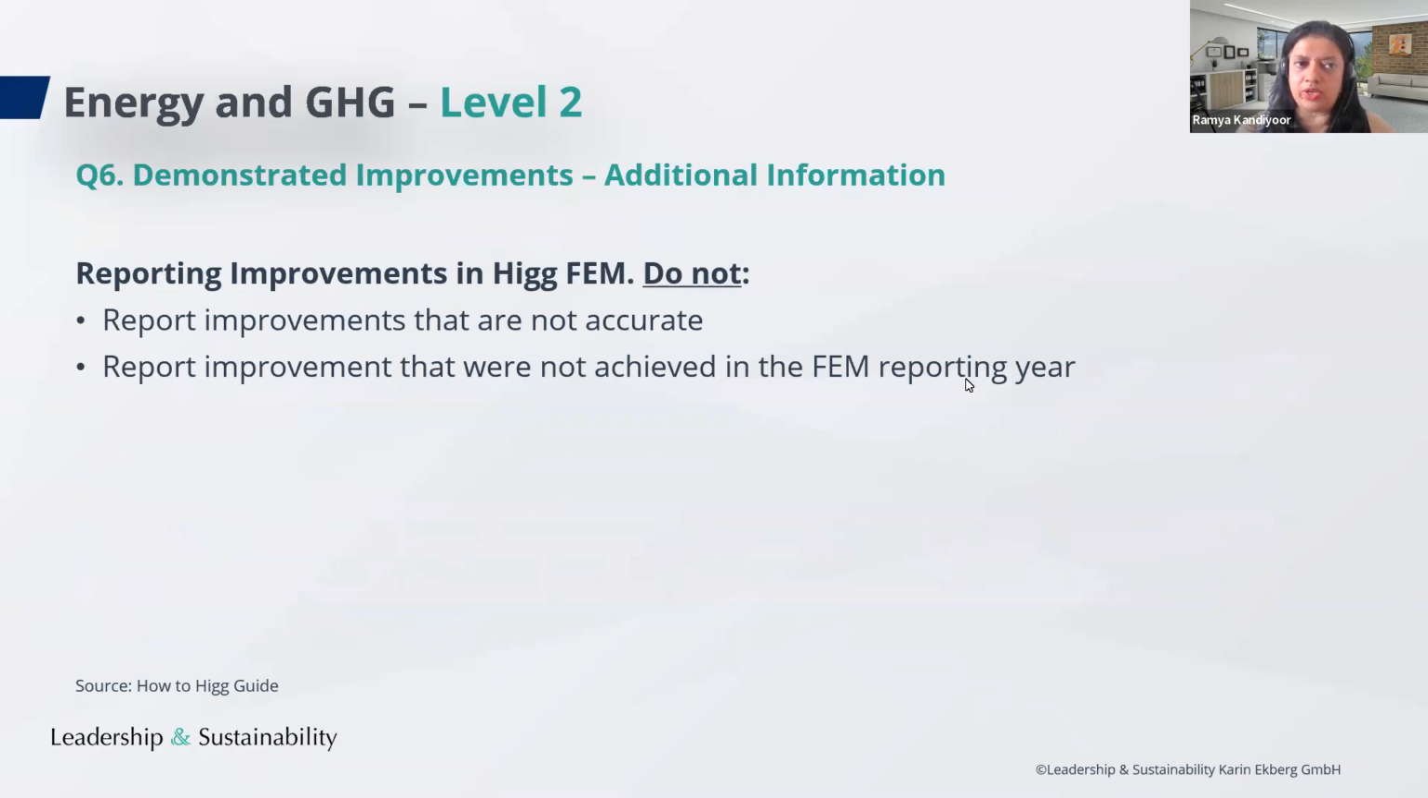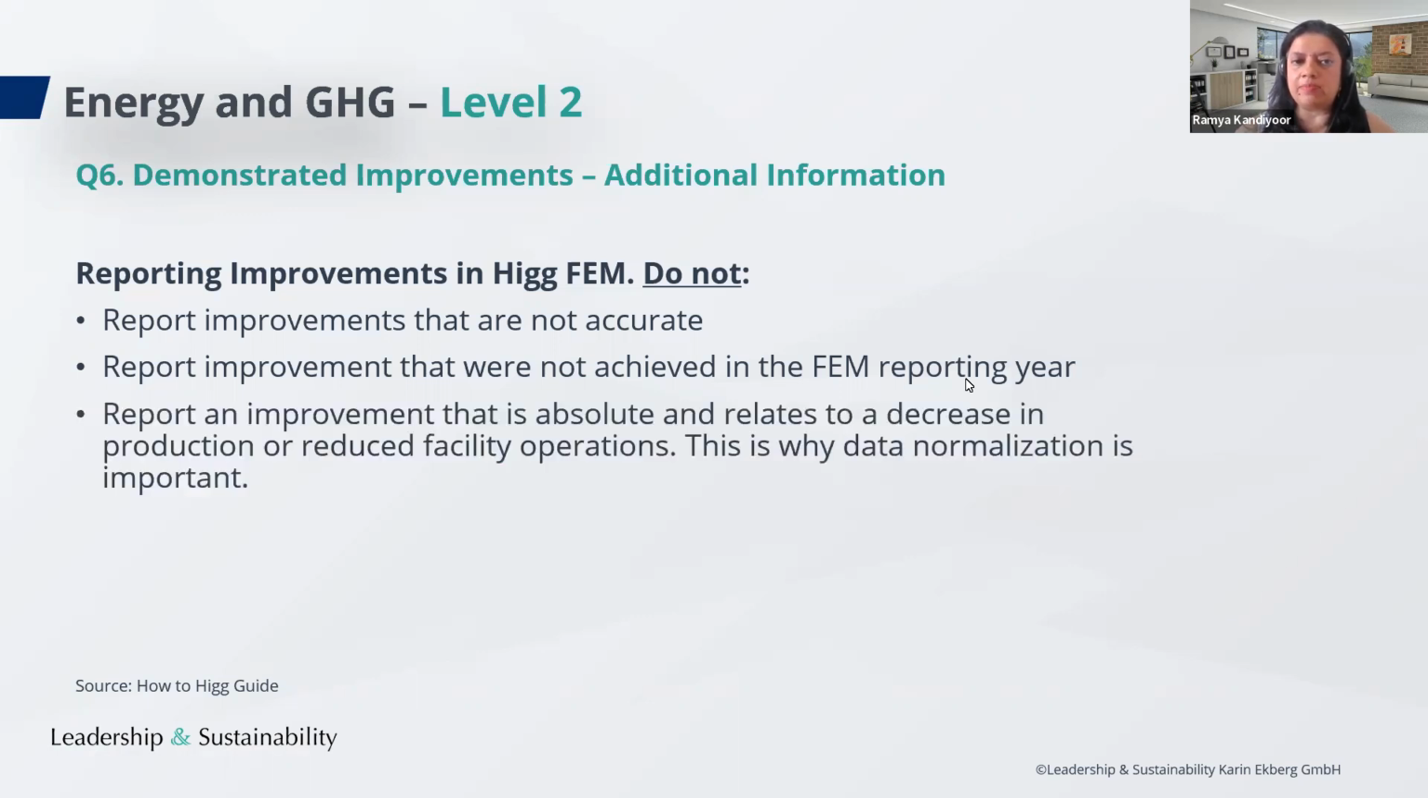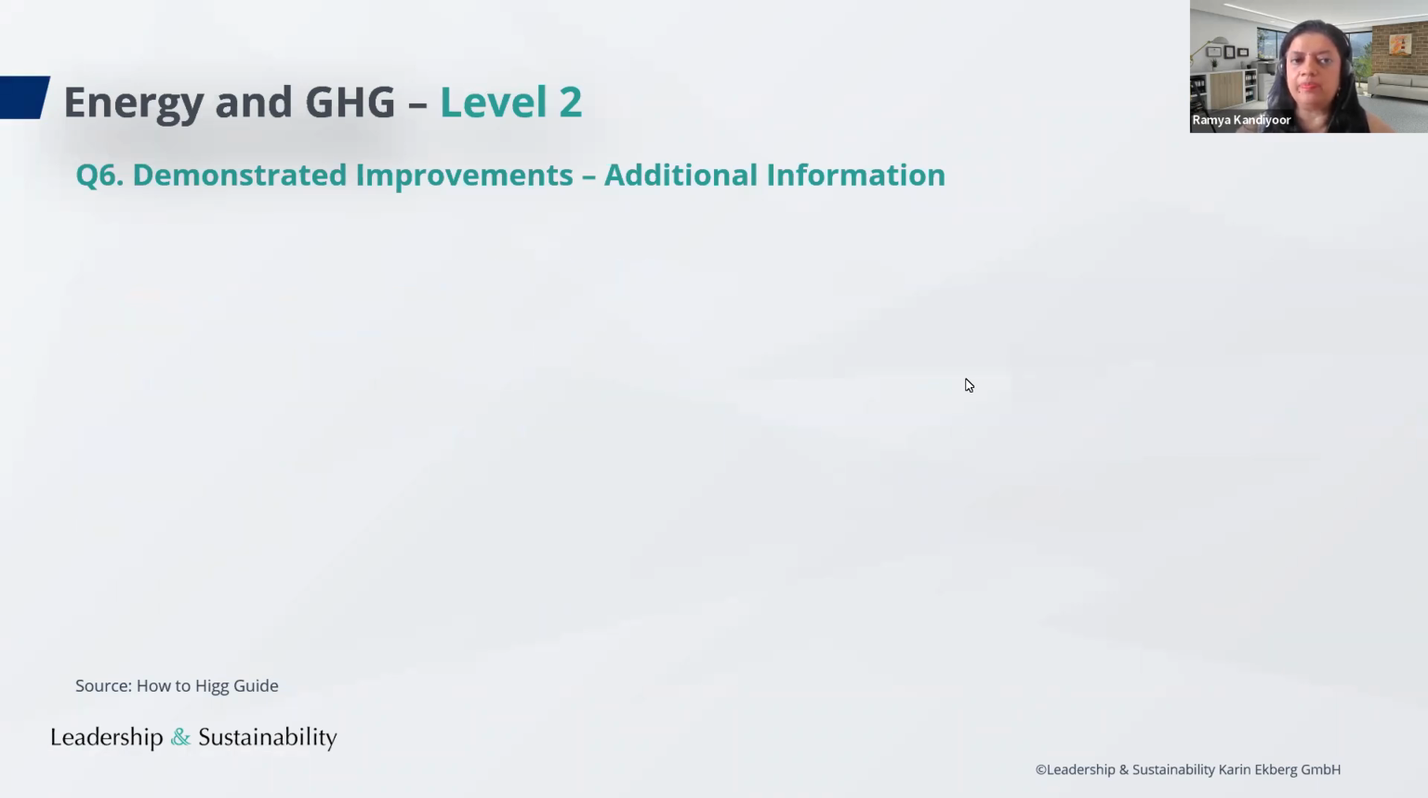And coming to demonstrated improvements, you should not report improvements that are not accurate. Do not report improvements that were not achieved in the reporting year. So if you are working on 2022 data, and they have not been achieved in that 2022 calendar year, then please do not report them. Do not report an improvement that's absolute and relates to a decrease in production or related facility operations. And that's why data normalization is extremely important. And also, if you have insufficient data, you should not be reporting that either.